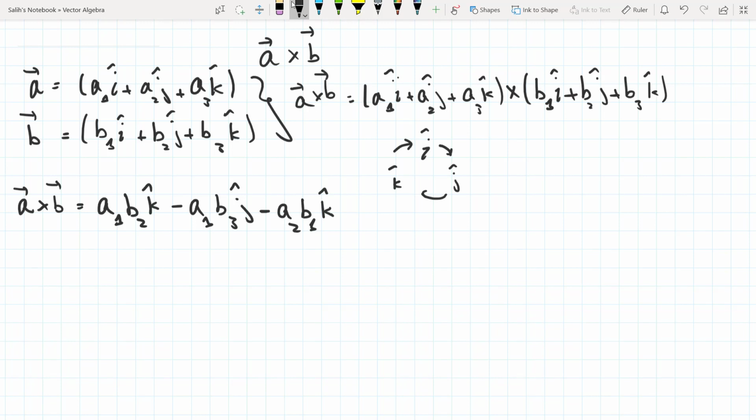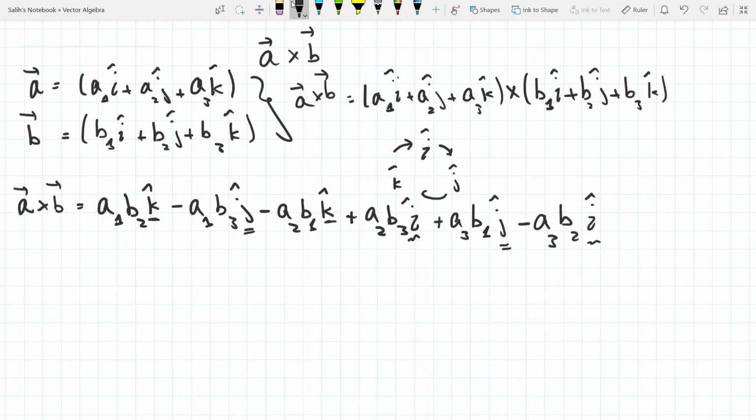And the second one is j with j, it's 0. And the third one, j with k. j cross k is i, so we get here plus a2 b3 i. And the last one is k with i. k cross i is j, so it's plus a3 b1 j. And k cross j is minus i, so it's minus a3 b2 i. And of course, j cross j is 0. So we have k with k, j with j, and i with i.